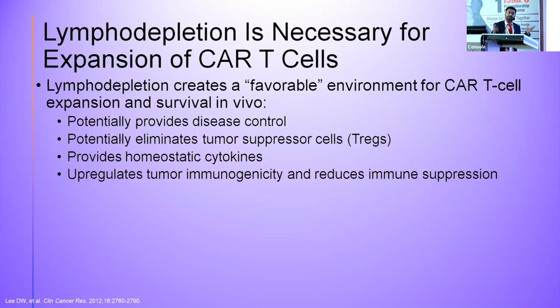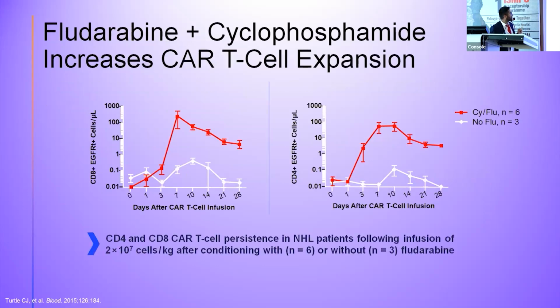They cause more and more expansion of the CAR T cells, and it upregulates the immunogenicity. So this is the most important reason. The homeostatic cytokines are the most important reason why lymphodepletion is actually important.